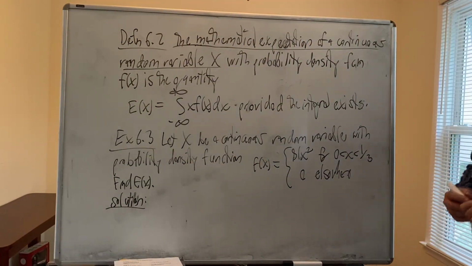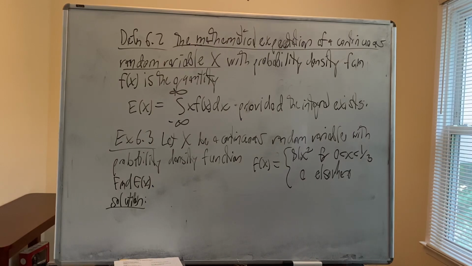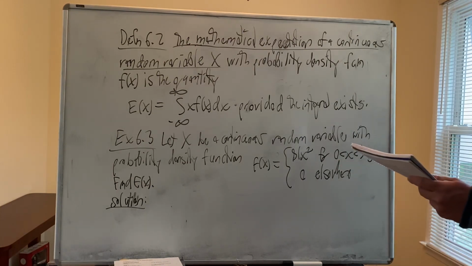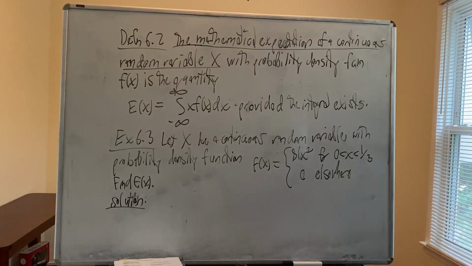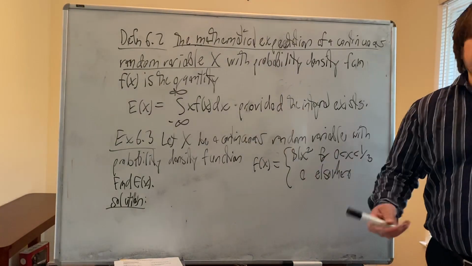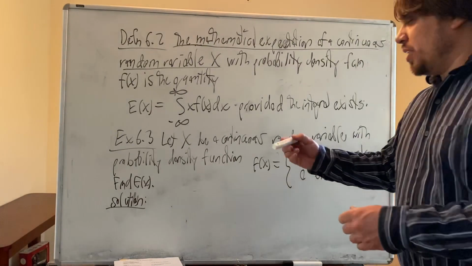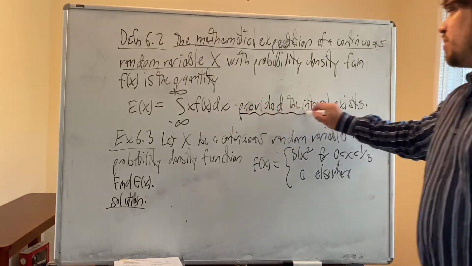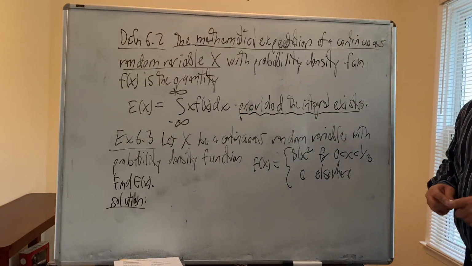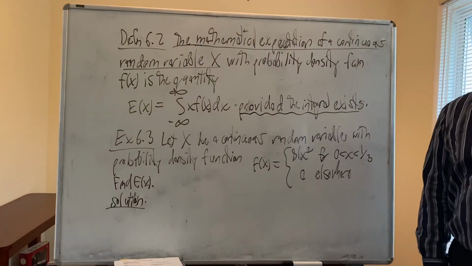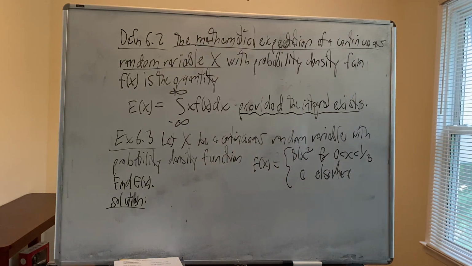So let capital X be a continuous random variable with probability density function little f of x, which is that. Find capital E of x. Okay, so we're just going to use this definition. Capital E of x is equal to that integral, provided the integral exists. Important to note: if the integral doesn't exist, you did not find E of x with that integral. It doesn't have an expectation.